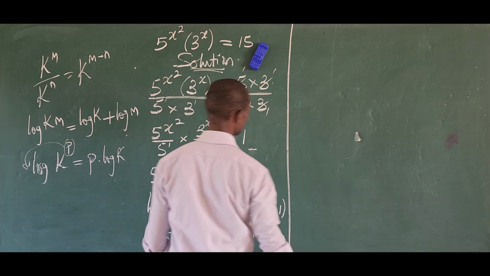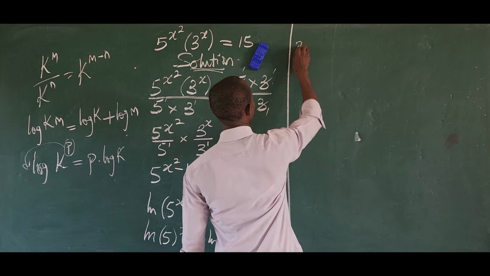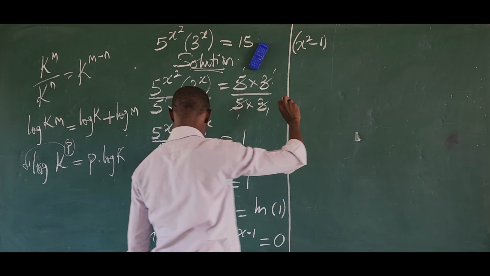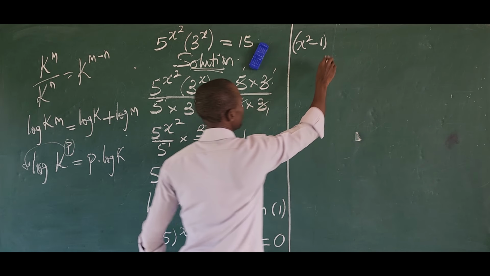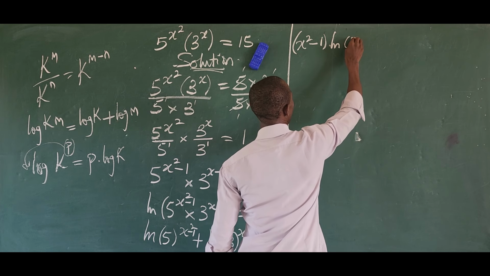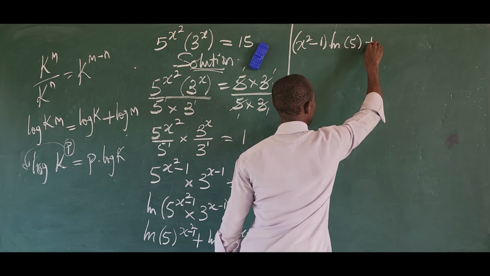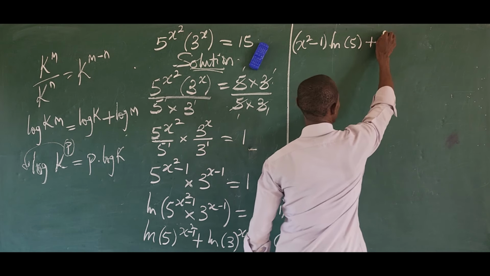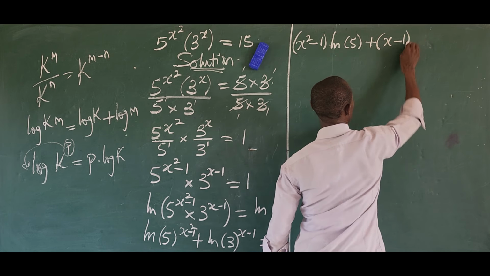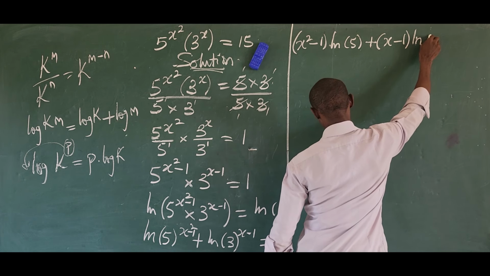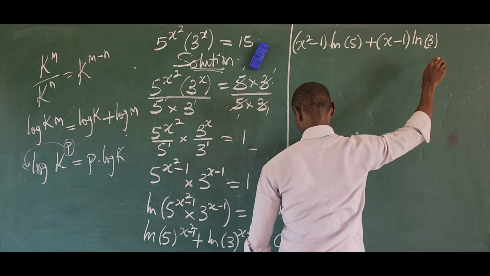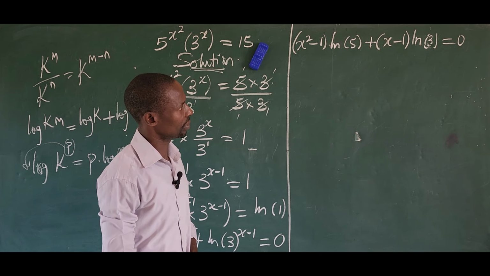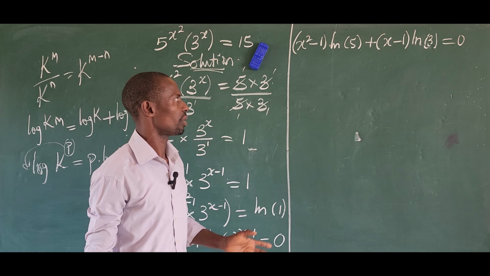Good. So if we apply that here, this is going to give us x to the power of 2 minus 1 in bracket, then ln of 5 times the ln of our 5, close bracket, plus, we do the same thing here, we move this power backward here. So this is going to give us x minus 1, then times the ln of 3, everything equal to zero. Right.